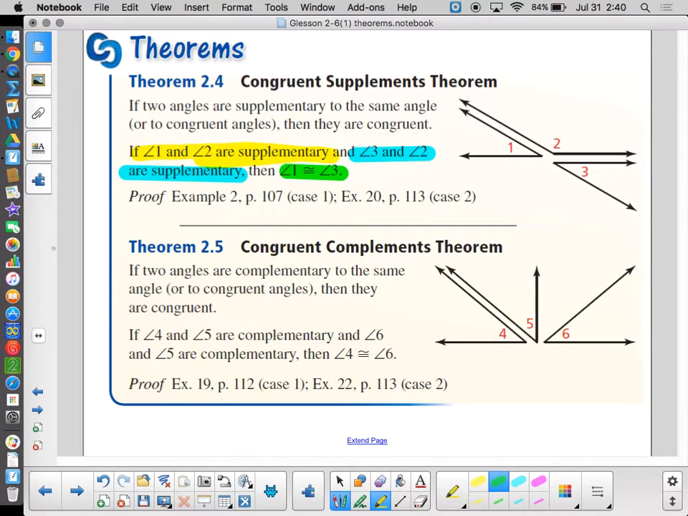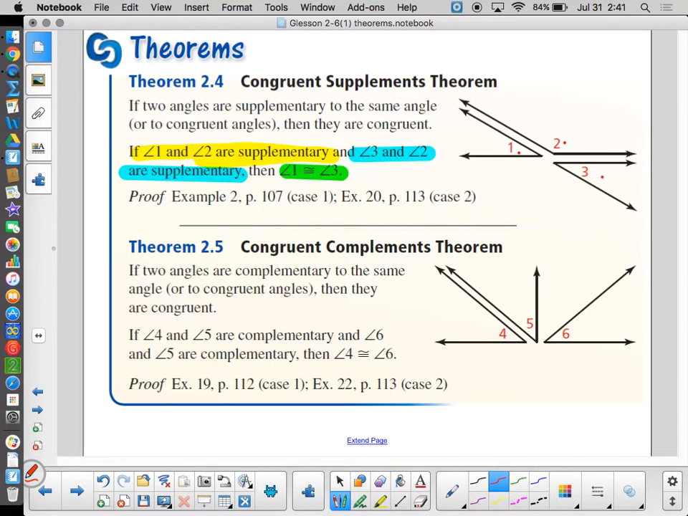The property of being supplementary is not transitive. The property of being supplementary or complementary is not transitive. Equality is transitive. Congruence is transitive. Supplementary and complementary are not transitive. And it makes sense when you think about it. Look at the picture. Angle 1 and angle 2 add up to 180.